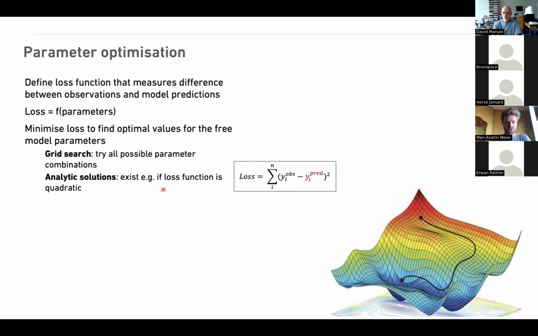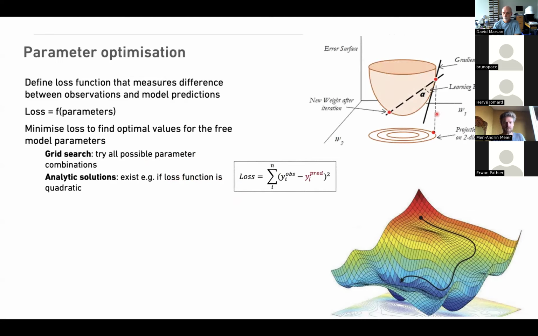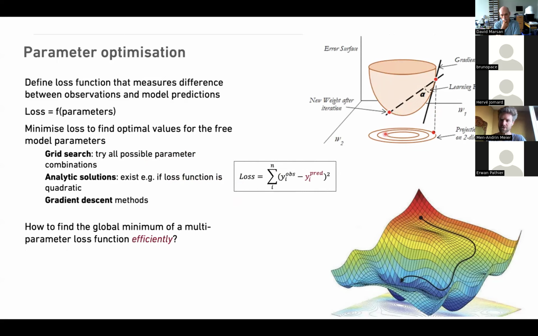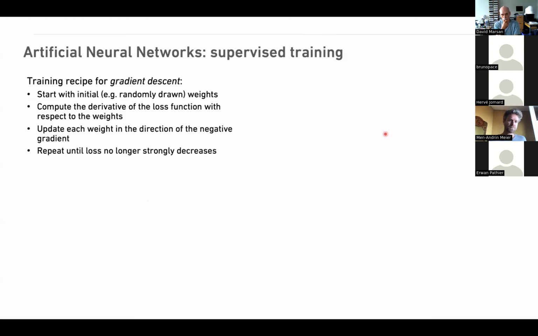In some cases, we have analytic solutions for the loss. For example, if the loss function is quadratic, then we can just compute derivatives of the loss function with respect to all the different parameters, and then do a targeted optimization. Or we can do this in a stochastic way, which is actually often more efficient, even if there is an analytical solution. The training recipe is that we start with some initial, for example randomly drawn, weights, and then we compute the derivative of the loss function with respect to all of those weights, and then we know in which direction we have to change the weights so that we get the best loss reduction. And we do this iteratively.